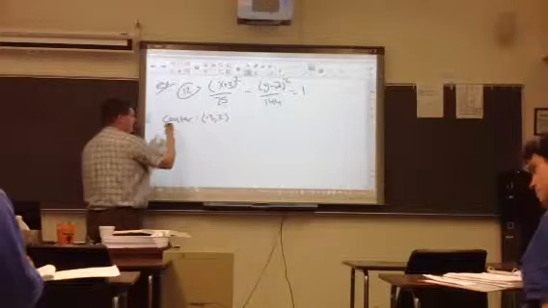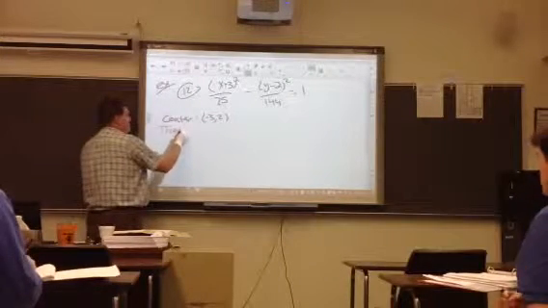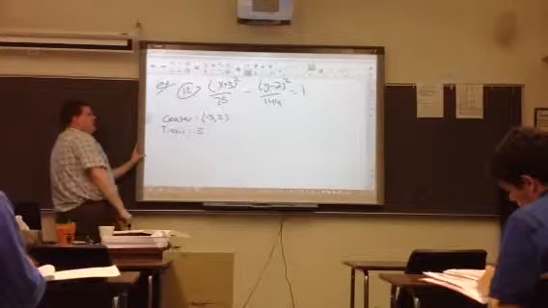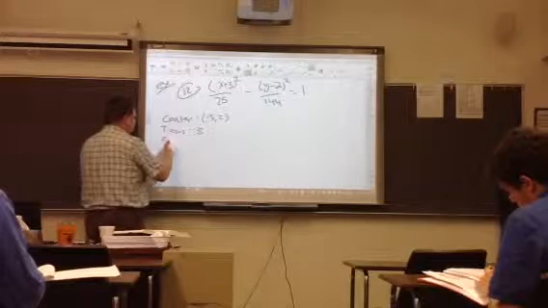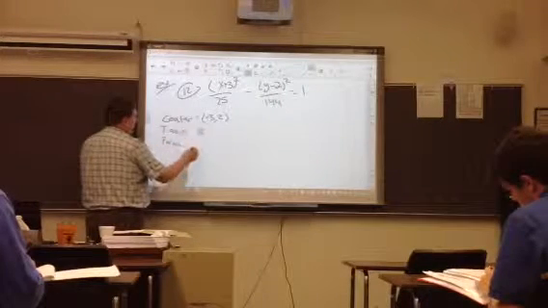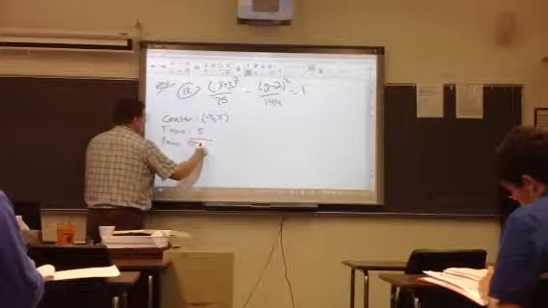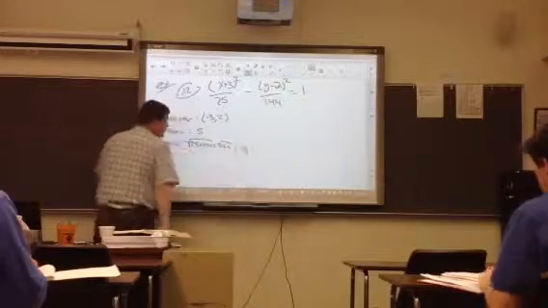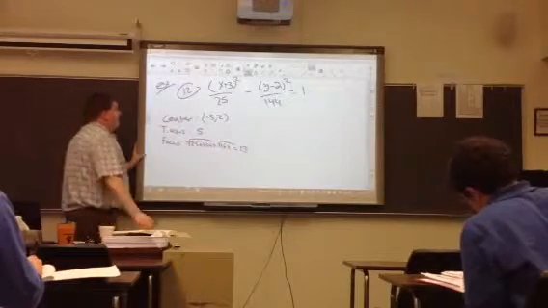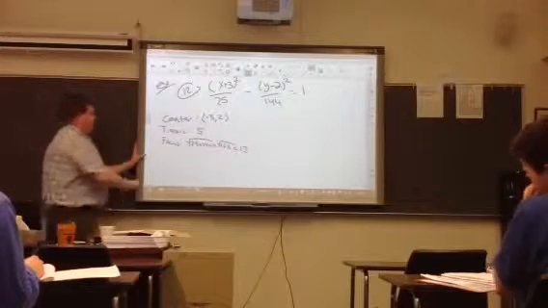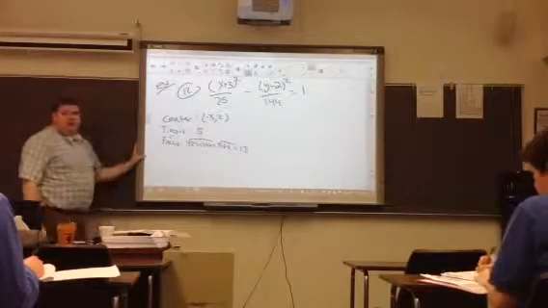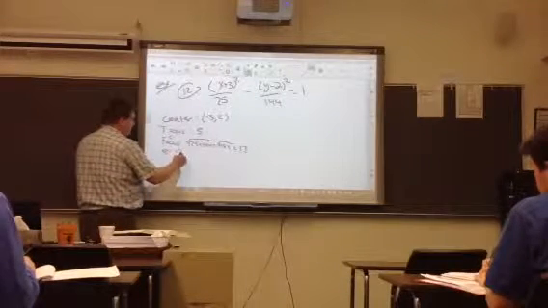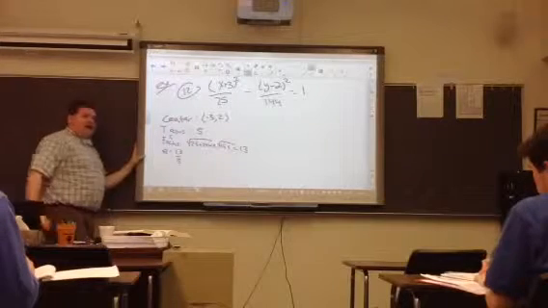Negative 3, 2. My transverse axis is going to be 5. Basically, my focus number is going to be the square root of 25 plus 144, which is square root of 169, which is 13. That's the c, the c for the focus. And if I'm curious about it, the eccentricity would be 13 over 5. Any questions there?